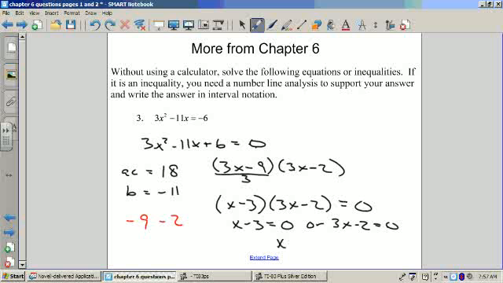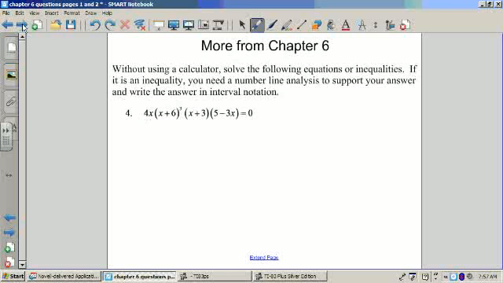If x minus 3 equals 0, x equals 3. If 3x minus 2 equals 0, x equals 2/3. x is equal to 3 or 2/3. If you were to plug that back into the equation, you would find that they actually gave you the correct answer.